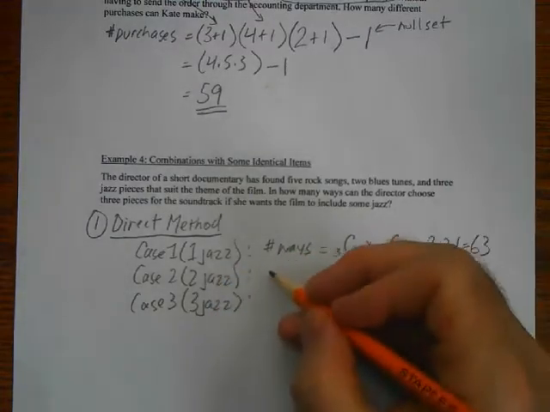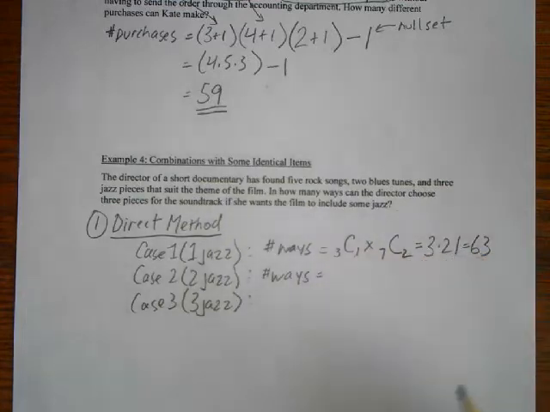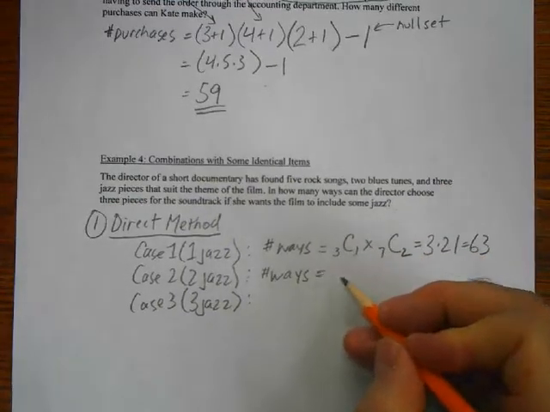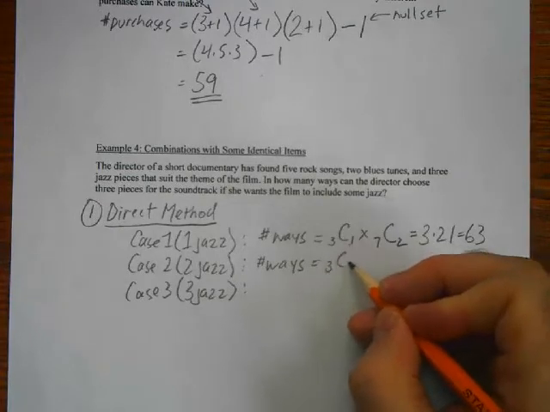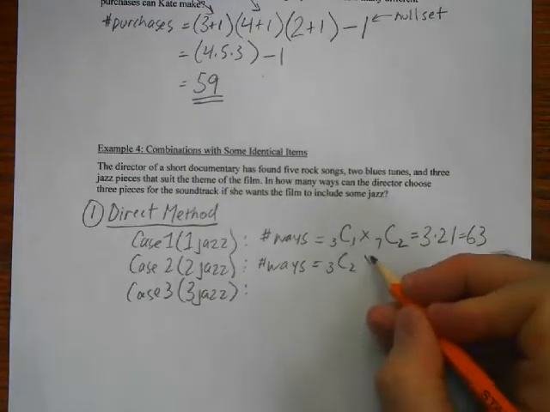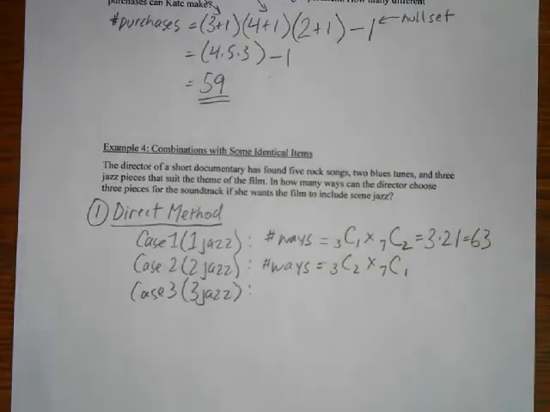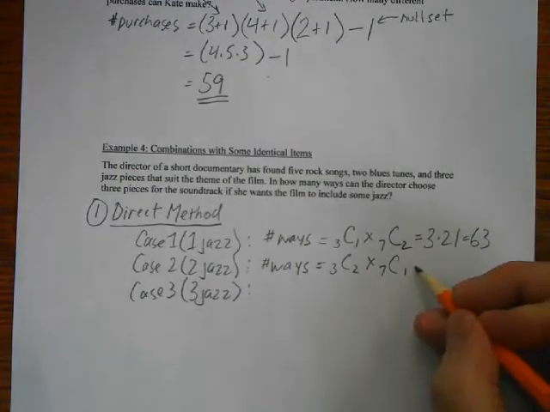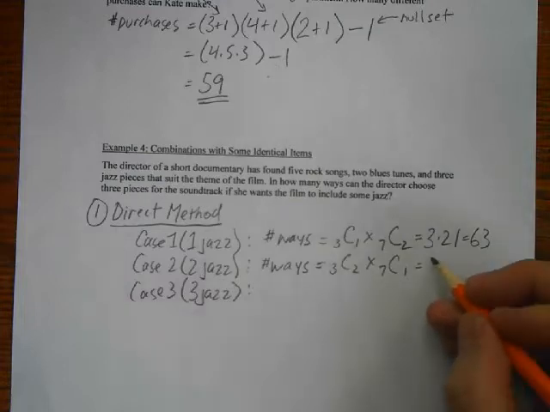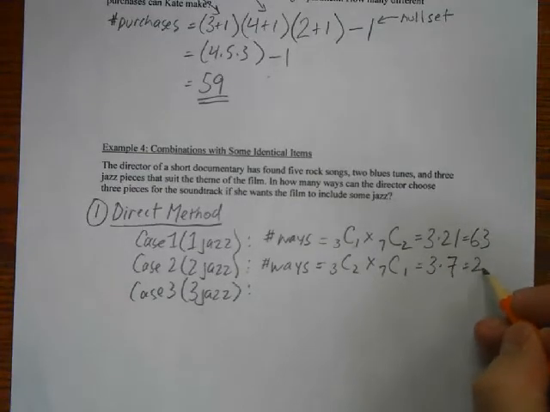Okay, same idea for 2 jazz songs. Calculations are very similar. This time to choose our jazz songs, we're choosing 2, so it's going to be 3 choose 2 this time. And our non-jazz songs still have 7 to choose from, but this time we're only choosing 1 because the other 2 were jazz. So that's going to be, again, 3 times, this time it's 7 for the non-jazz, so that's 21.